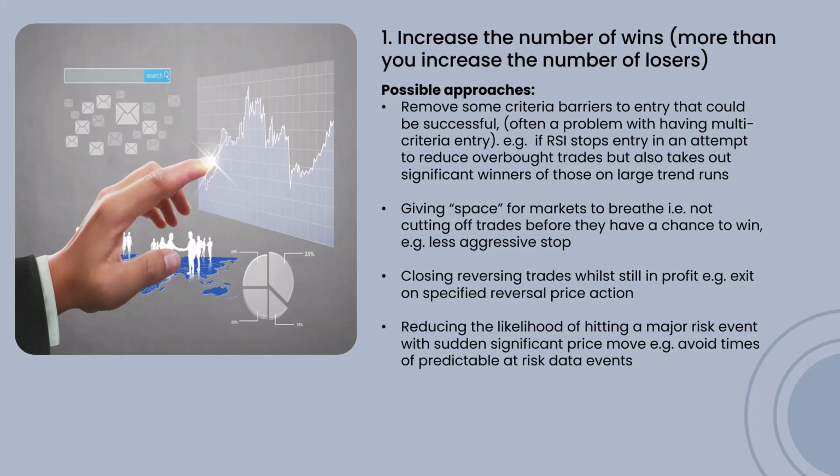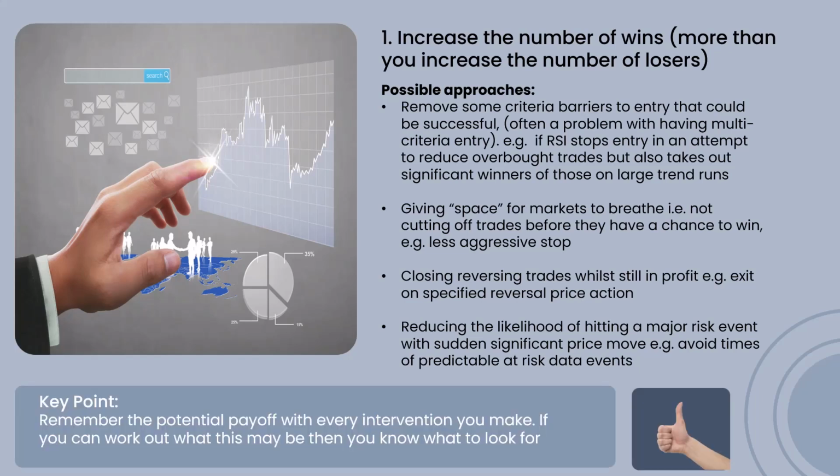You need to do some work in finding out which of these creates a better number of wins more than you increase the number of losers. And as I said before, remember there's a potential payoff with every intervention you make. If you see your win rate drop from 75% to 70%, that might be okay if your average win in dollar terms is better. Of course, we're going to cover that in the next video.